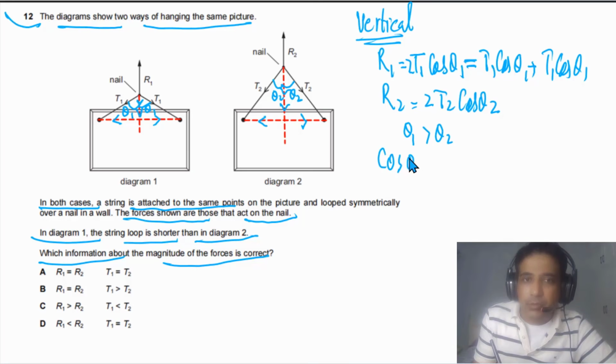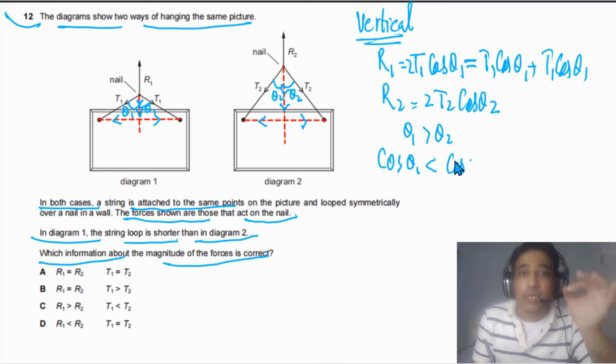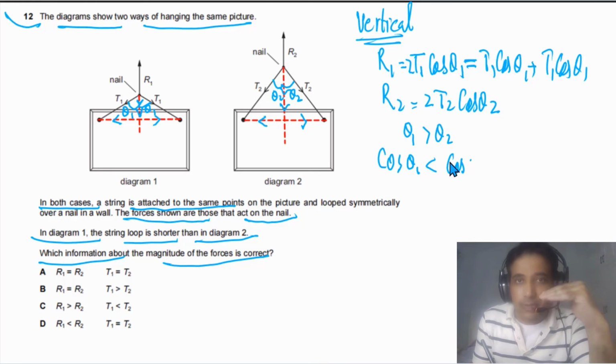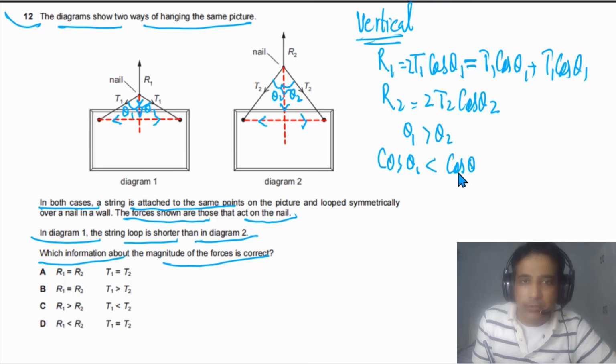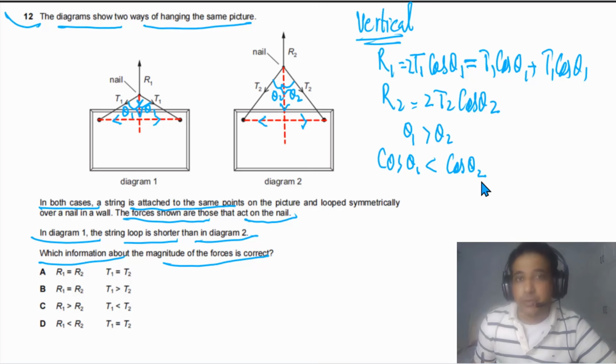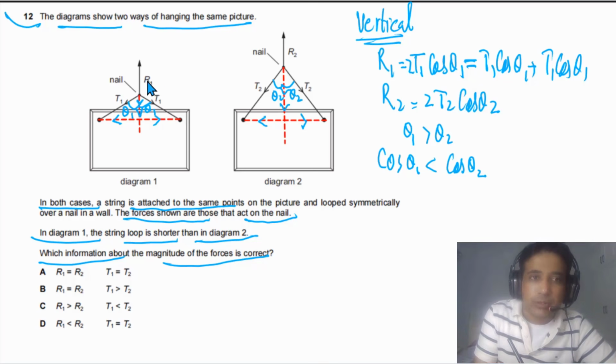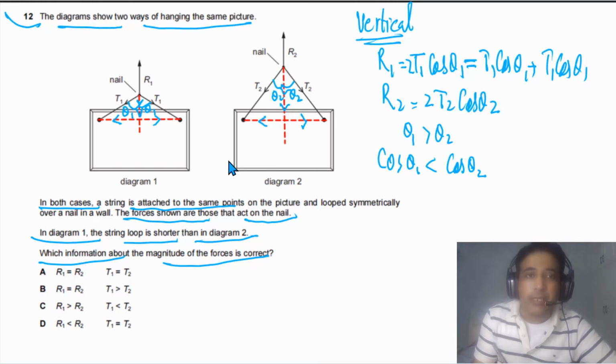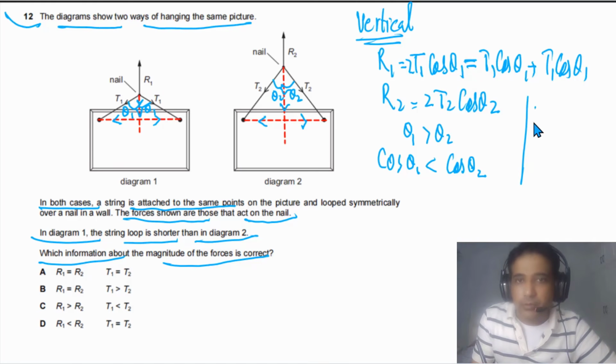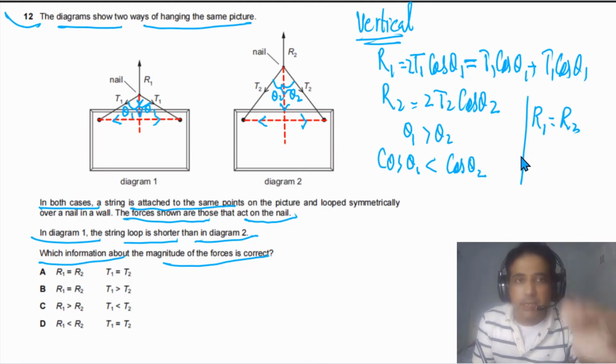If the angle increases, cosine of theta 1 has to be smaller than cosine of theta 2, because cosine is maximum when theta is 0. If theta increases, cosine of that angle decreases. So cosine of theta 1 is smaller than cosine of theta 2. Now we have to compare tension. But before we compare tension, we need to consider R1 and R2. R1 has to be equal to R2 because of the same picture and the same force of gravity acting vertically downward. So in this case, R1 is equal to R2.